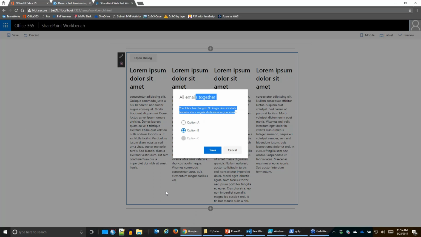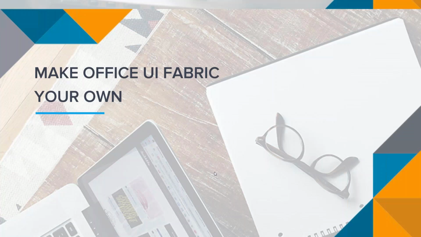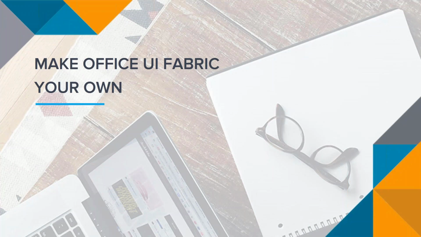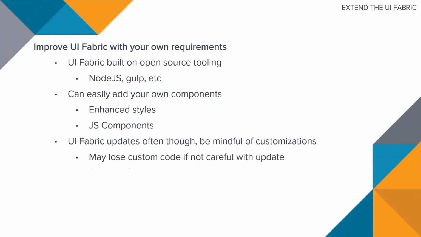Pretty cool. Now, I've only got 5 minutes before we go really to that Q&A. I might go over just a little bit to move on to the last little thing I want to show, which is making UI Fabric your own. So if you want to customize Fabric, you totally can. Since UI Fabric is built on open source tooling, which is particularly Node.js and Gulp, you can download the source and then add your own styles and your own components. You can customize the styles they give you. You can customize the components they give you. No problem. I wouldn't necessarily change what they gave you. Rather, I would add new ones.